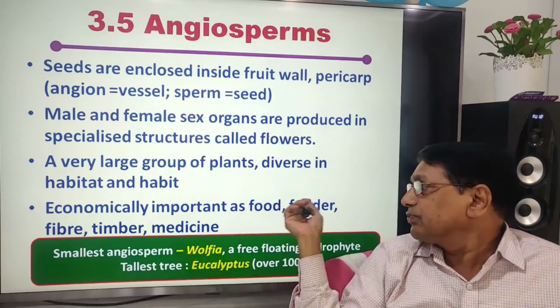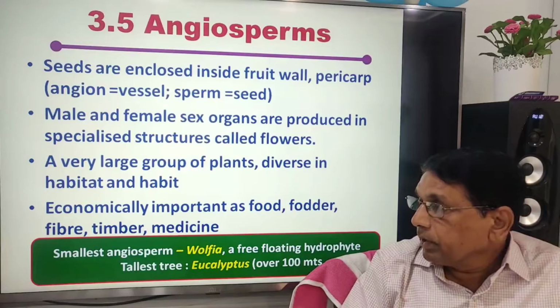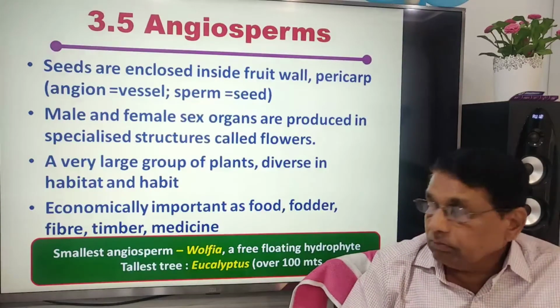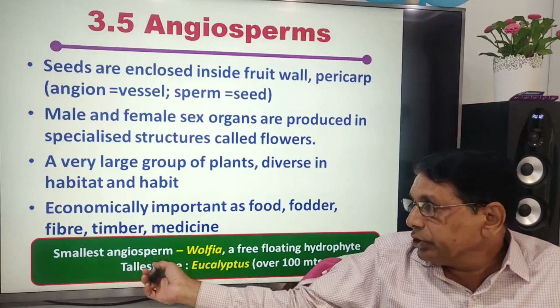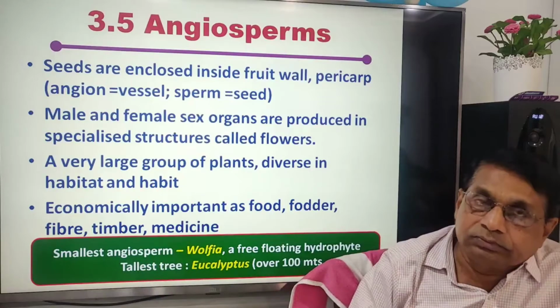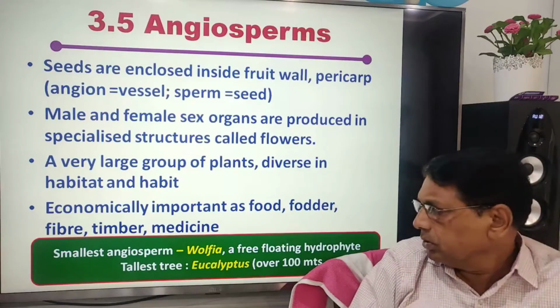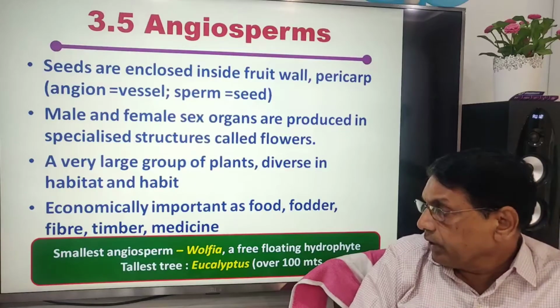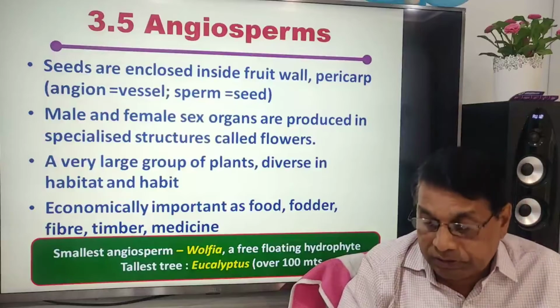Economically important as food, fodder for cattle and livestock, fiber, cotton, timber, medicine. The smallest angiosperm is Wolffia, an aquatic plant that floats on the surface of the water, very small. A free-floating hydrophyte. The tallest tree is Eucalyptus, over 100 meters.